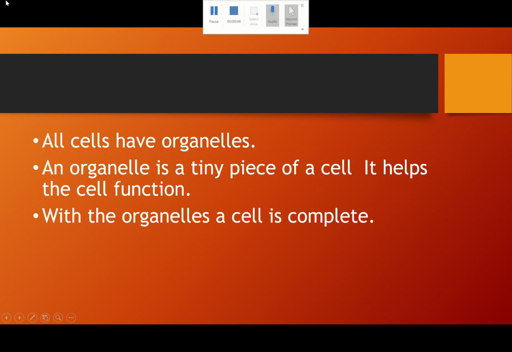So first off, all cells have organelles. If you don't already know what an organelle is, it's a tiny piece of a cell that's going to help the cell function. Think about the word organelle, and it has that beginning of organ. Well, for us, organs are tiny pieces of us that help us function, right? We need our organs, like our lung and our heart and our brain. Well, cells are just tiny versions of us, and they have their own tiny organs. We call them organelles. A cell is only complete when it has organelles. Not necessarily all the organelles, but some of the organelles.